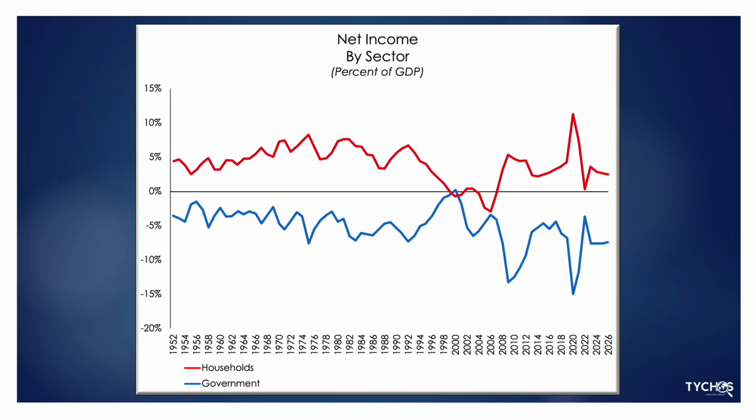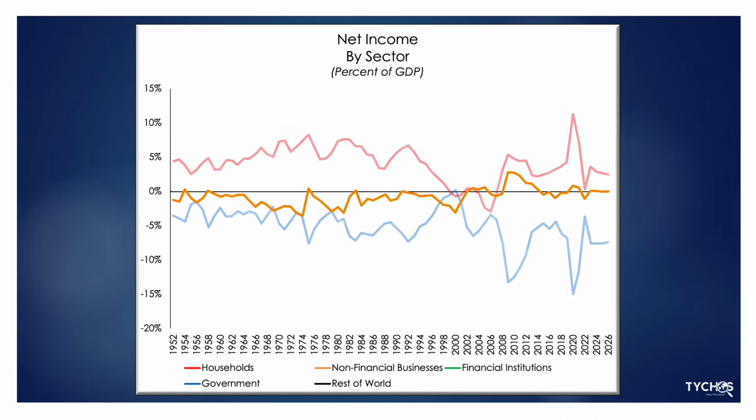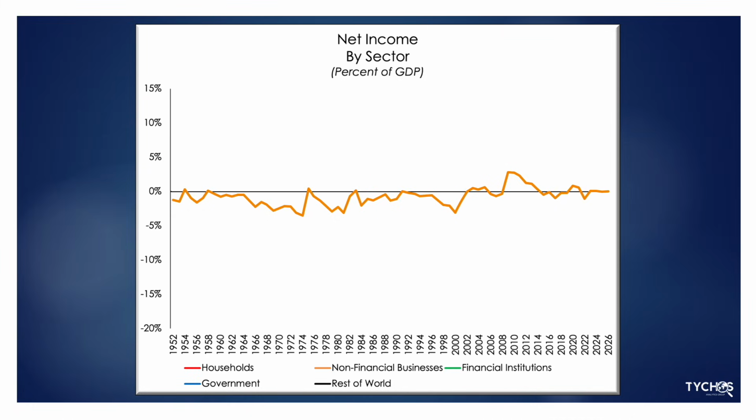But the economy is not solely made up of households and the government. So let's look now at the 3 other macro sectors of the economy: non-financial businesses, financial businesses, and the rest of the world. First, non-financial businesses. You'll notice 2 things immediately. First, in this span from 1950 forward, business net income is zero-ish and actually slightly negative most of the time. Second, business net income has been a little bit better in the last, let's say, 20 years or so.